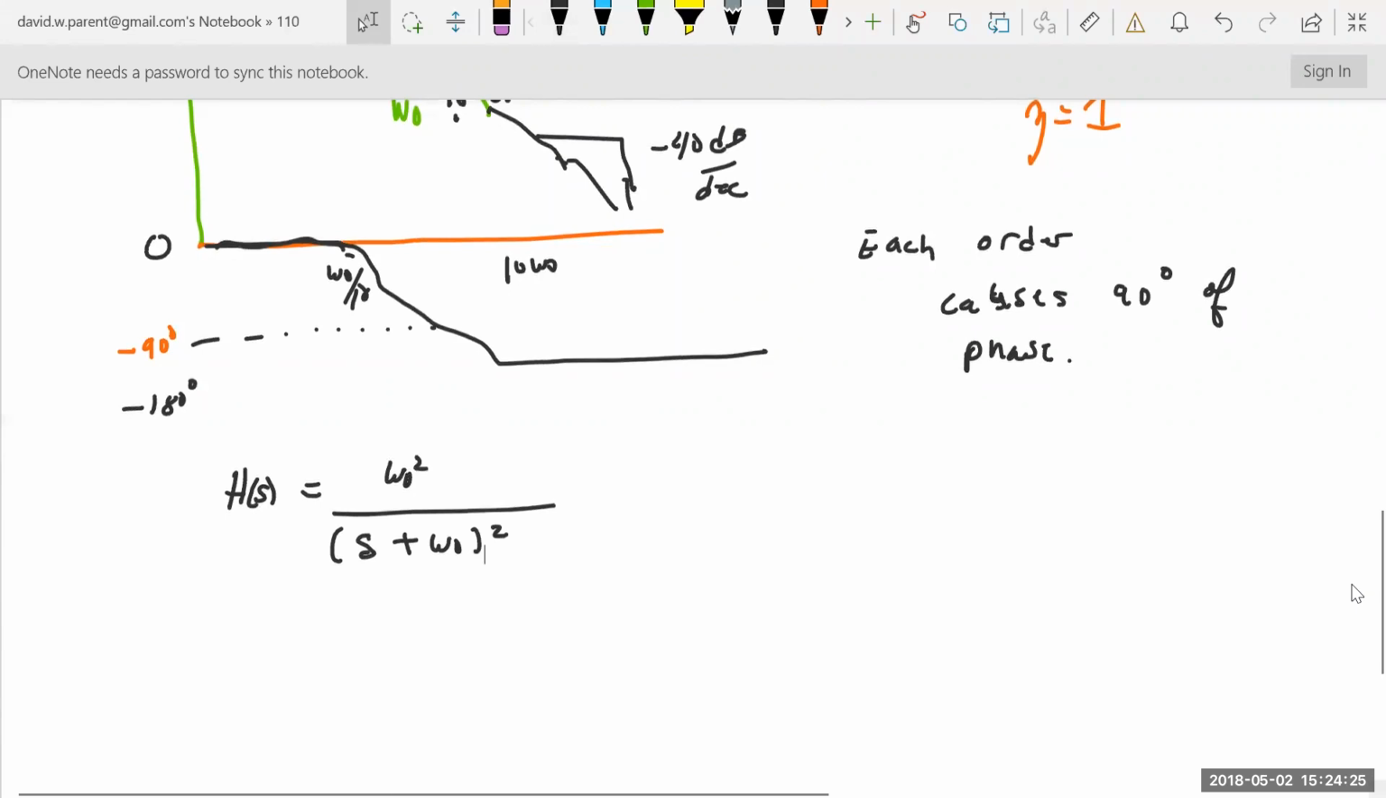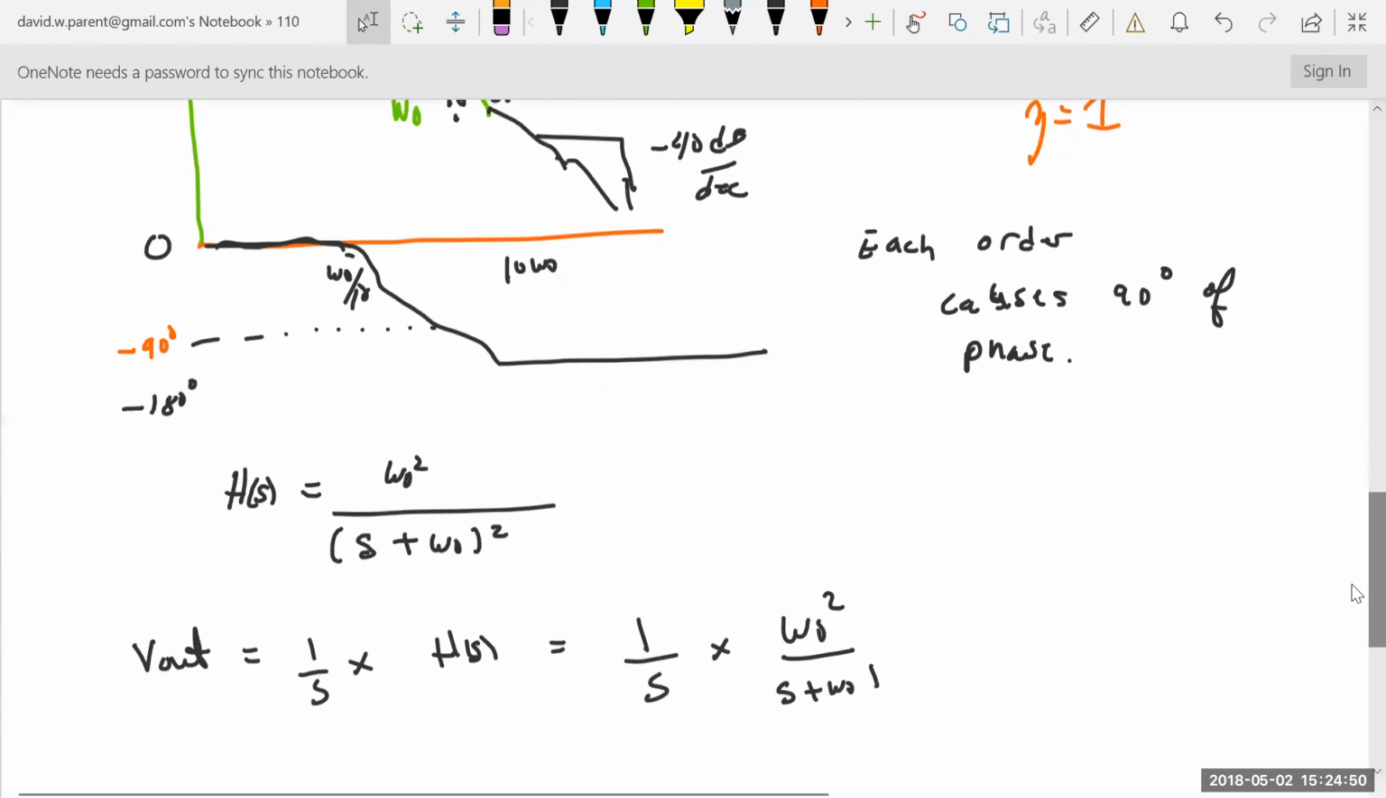Remember, we wanted the transient response to a step. So V out should equal 1 over S times H of S, which is 1 over S times omega naught over S plus omega naught, squared. Now, it is possible to use partial fraction expansion and then use a simple Laplace transform table.